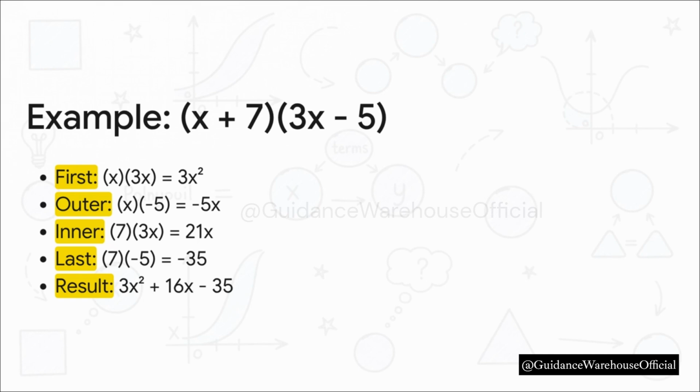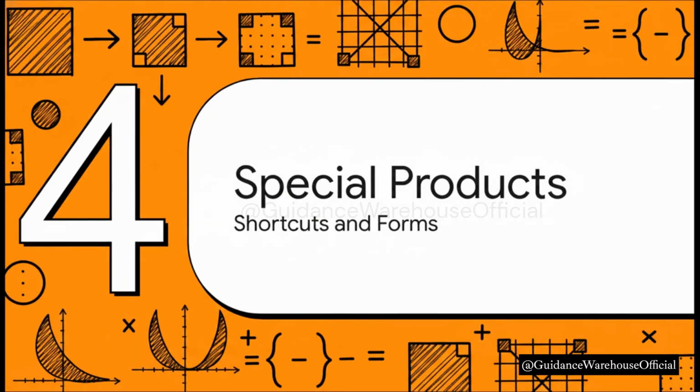Then you just look for any like terms. In this case, the negative 5x and 21x. Combine them, and boom, you have your final answer. So FOIL is great, but there are also a couple of special cases. These little shortcuts that are totally worth memorizing. If you can spot these patterns, you can save a ton of time and honestly avoid some really common mistakes.